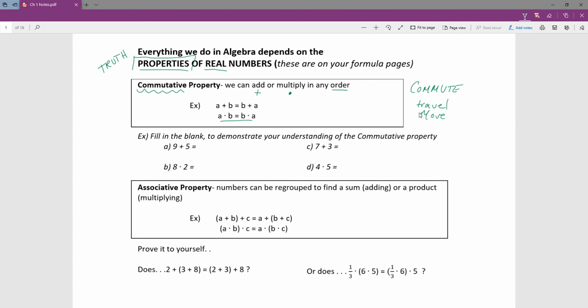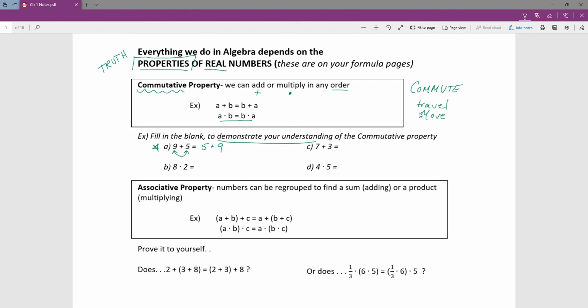And so down here in these examples, it says fill in the blank to demonstrate your understanding of the commutative property. So what we're trying to do is not solve this. I'm not saying what is 9 plus 5. I'm saying demonstrate your understanding of the commutative property. So showing or illustrating the commutative property, I would fill in the other side of this with 5 plus 9. They've moved around, right? That's what the commutative property of addition is trying to say.